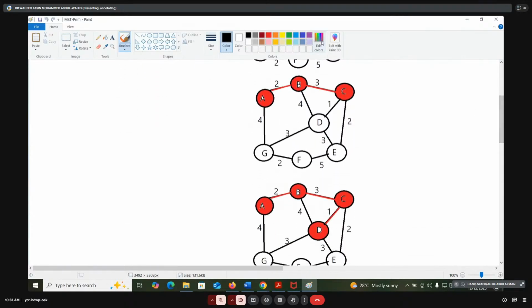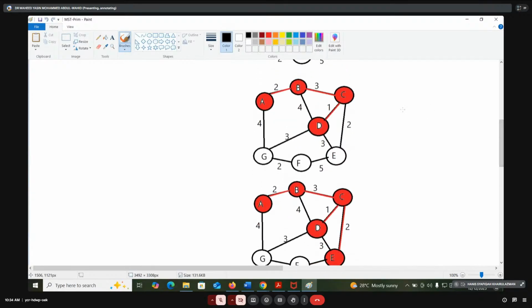Now from B it is 4, from C 1, from D 4. So I will select CD because it is the minimum. So I will select CD. This is Prim's, not Kruskal's.